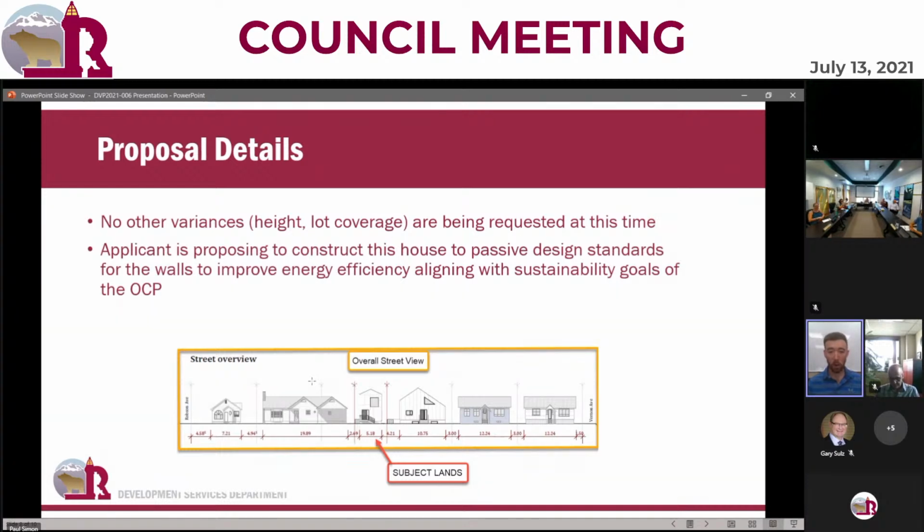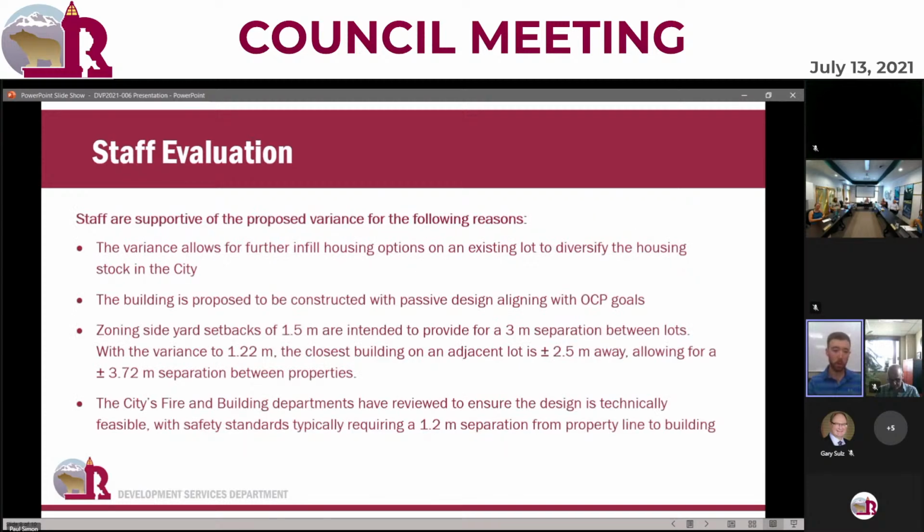This street overview provides council with a cross-section of the look of the street and how the applicant is proposing that this narrow dwelling could fit in with the neighborhood. And keep in mind that final design and details and technical elements of the proposal would be provided and evaluated further at building permit stage.